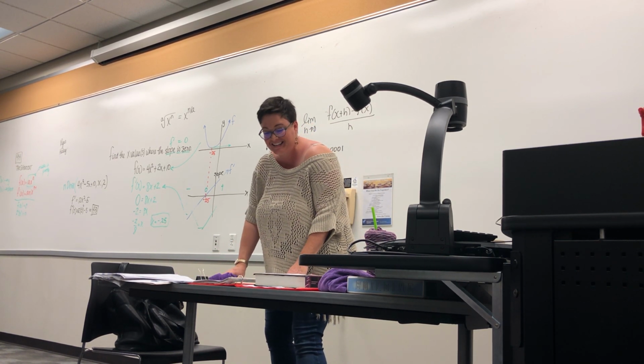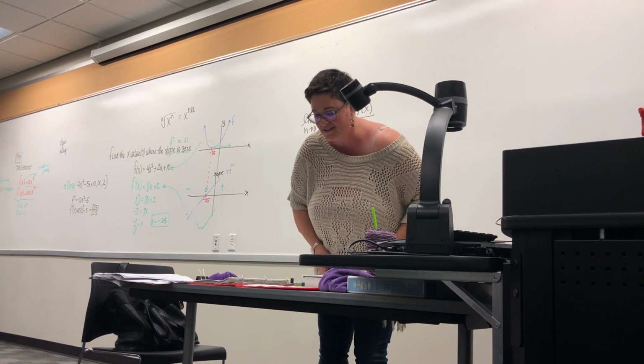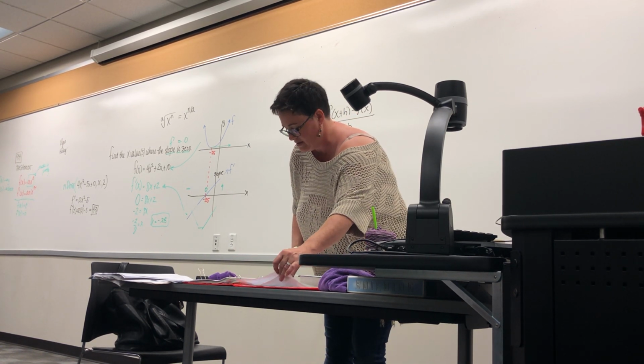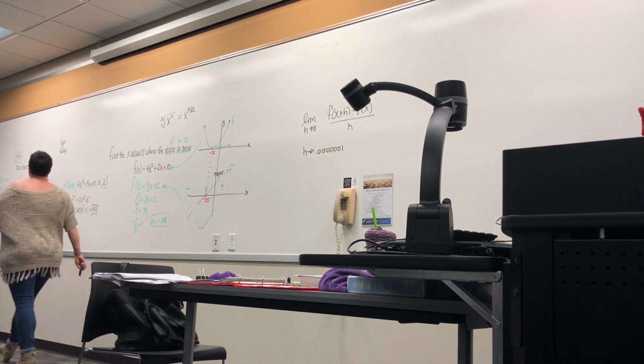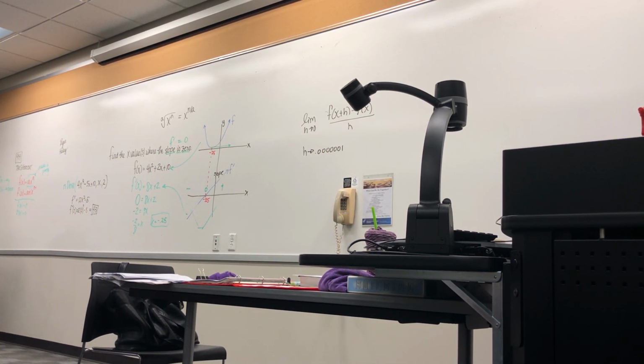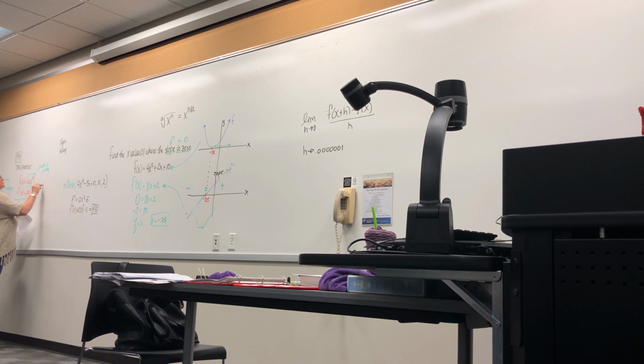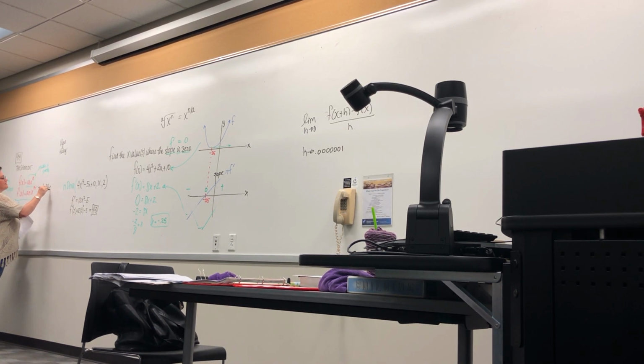You guys ready for your homework? Yes! Awesome. 9.4. Here it is. Please do 1 through 34, every other odd. Revenue. Demand. Cost and average cost.